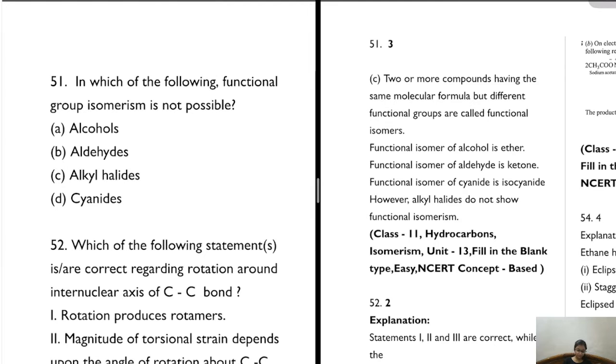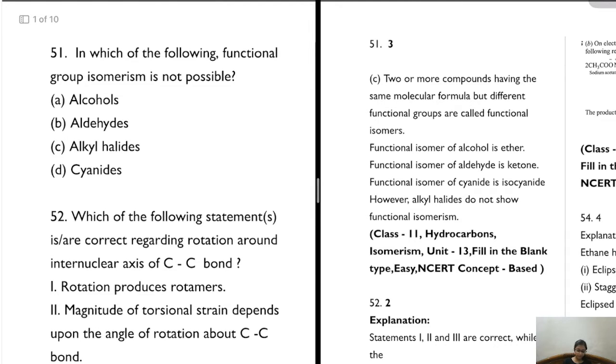Let's see the first question. In which of the following is functional group isomerism not possible? Read the question carefully, not possible is asked. Let's see what functional group isomerism is first. Two or more compounds which have the same molecular formula but different functional groups are called functional isomers. Let's see the possible functional isomers of the given options.